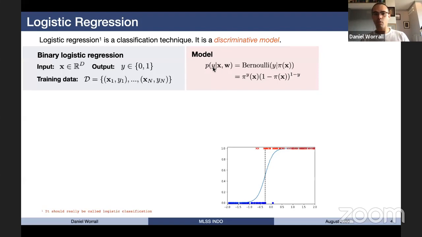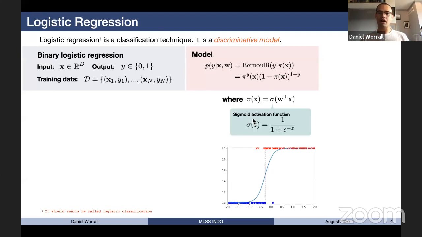So actually, if y is 1, then this is pi of x. And if y is 0, this term becomes 1, and this term, 1 minus pi, becomes your dominant term. So this allows you to say, we select a label y equals 1 with probability pi, and a label of y equals 0 with probability 1 minus pi. And interestingly, this probability here is a function of x. It's a function of the input here.